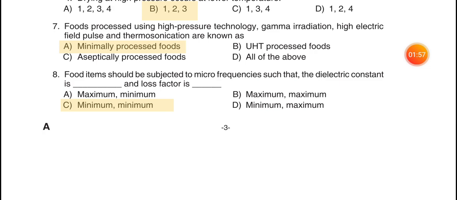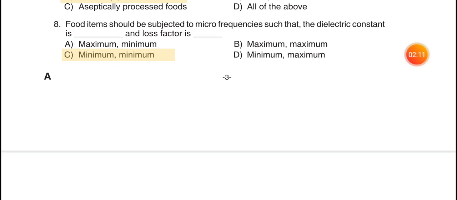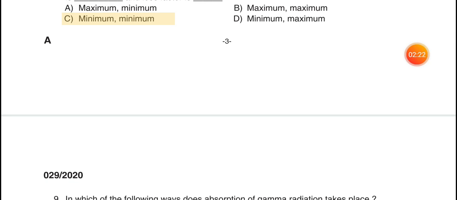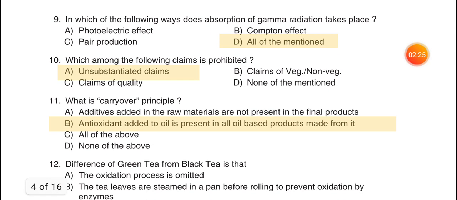7. Food process using high pressure technology, gamma irradiation, high electric field pulse and thermosonication are known as A. Minimally processed foods. 8. Food item should be subjected to micro frequencies such that the dielectric constant is dash and loss factor is dash. C. Minimum, minimum. 9. In which of the following ways does absorption of gamma radiation take place? A. Photoelectric effect, B. Compton effect, C. Pair production, D. All of the mentioned.